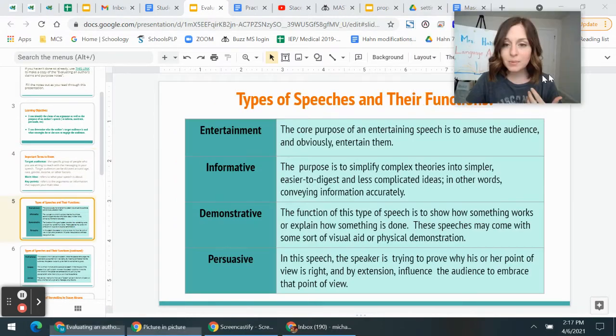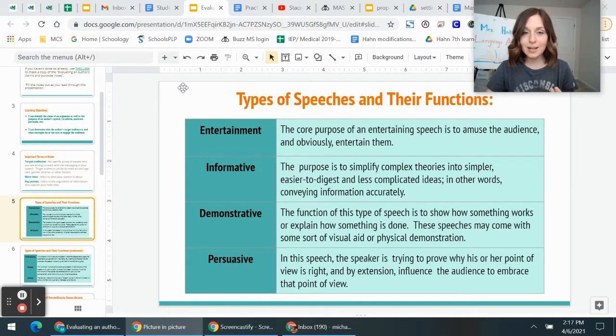Now, these are types of speeches and functions of these types of speeches. So the first type of a speech is called entertainment. So the core purpose of an entertaining speech is to amuse the audience and obviously to entertain them. Whether it's artistic, whether it's humorous, we want to entertain the audience. Second is informative. The purpose is to simplify a complex theory or idea into a simpler, easier to digest, less complicated idea. So in other words, I want to convey information accurately and clearly to you.